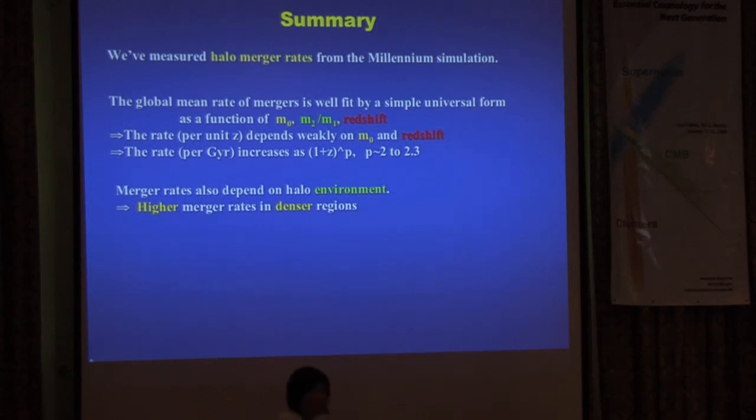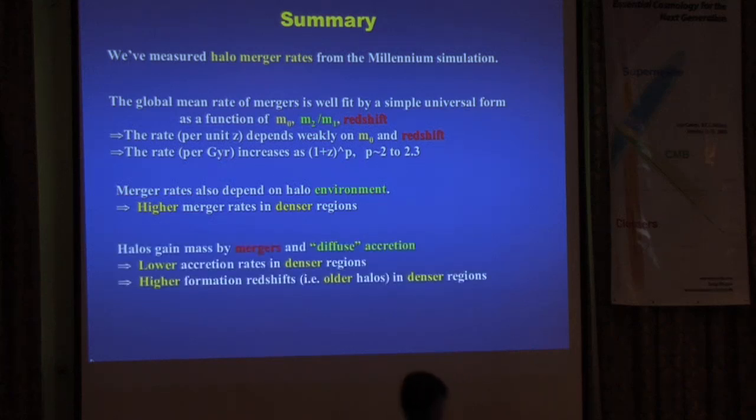But if you examine in more detail how the merger rates depend on halo environment, we found higher merger rates in denser regions. But since halos gain mass by both mergers and diffuse accretion, and we found lower accretion rates in denser regions, the two combine to give a higher formation redshift, that is, older halos in denser regions. Okay, thank you.